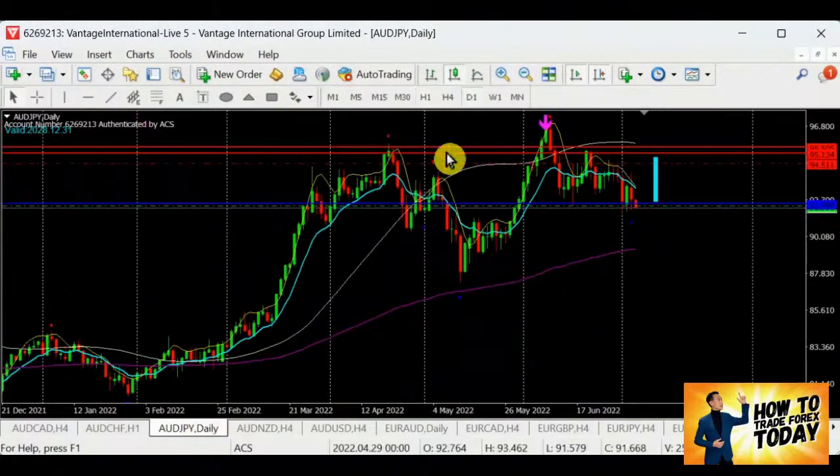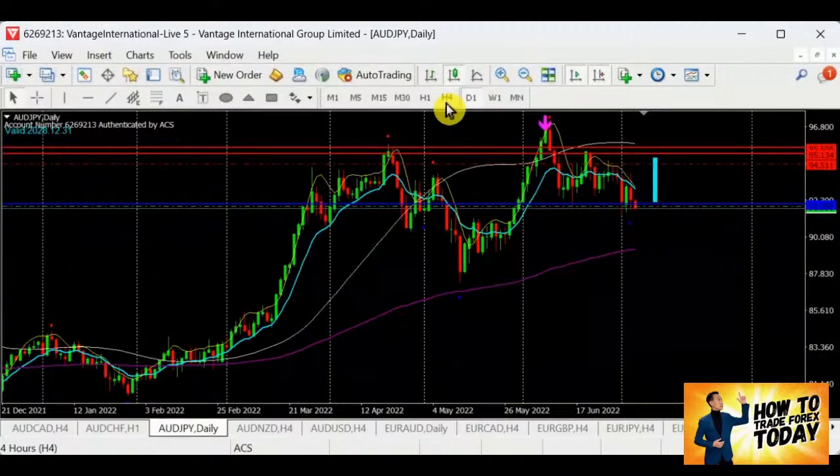Aussie Yen has once again completed my profitable space. It looks like Aussie Yen is going for selling.